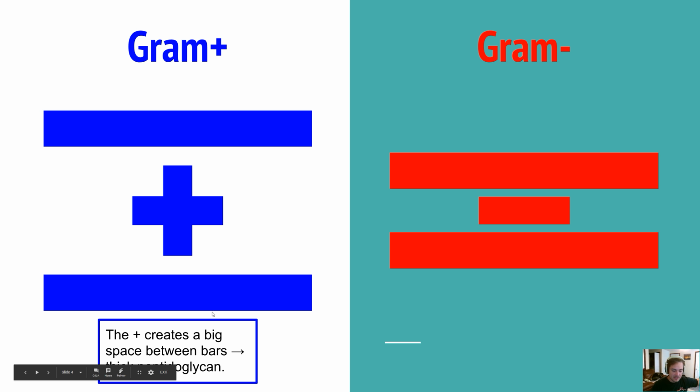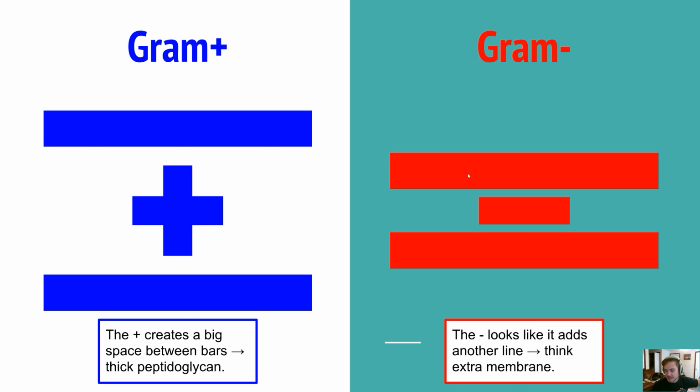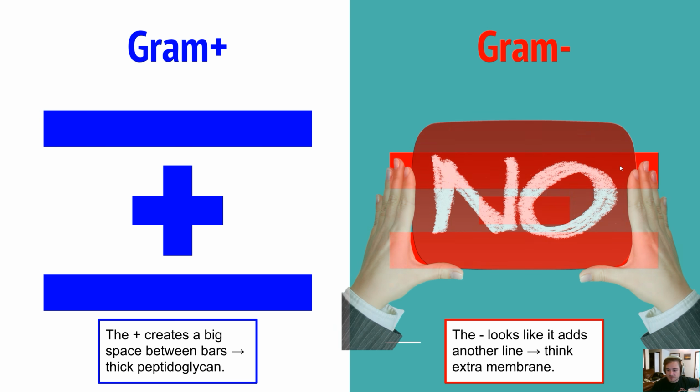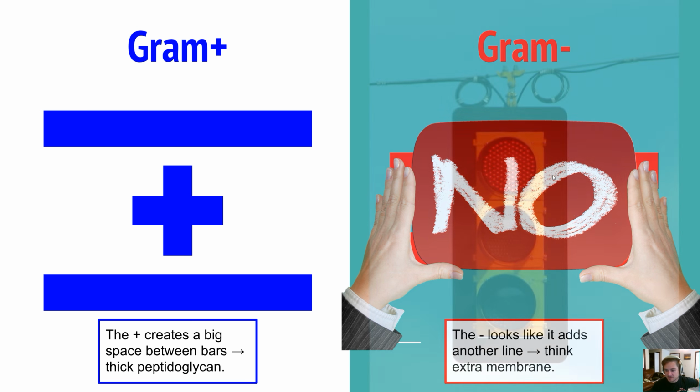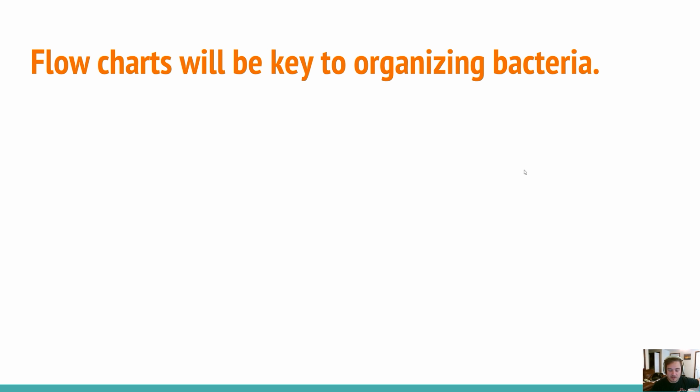So just think of the plus creating a big space between the bars, and that's going to represent the peptidoglycan. And then the minus looks like it adds another layer, and it's going to have a thin peptidoglycan, can't squeeze a lot in there, and it's going to have two membranes, the inner membrane and that outer membrane. So the other thing to remember is that gram-negatives are negative, right? So anything that's red, stop, communist, stop signs, whatever you can think of. So red, negative, blue, positive.